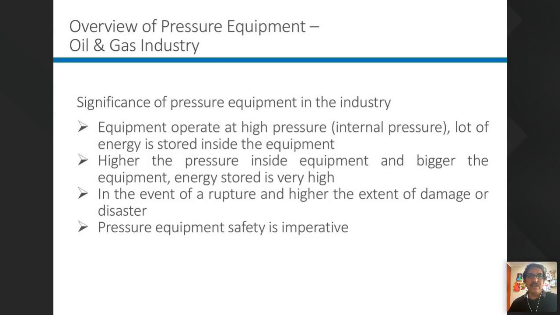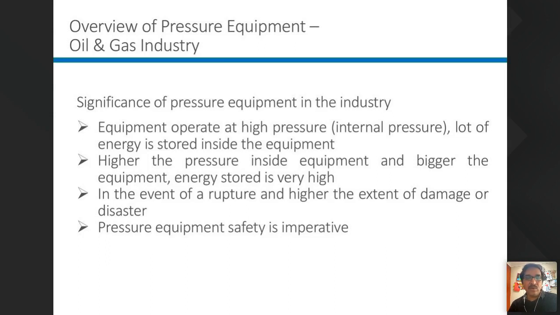So when you have an internal pressure and fluid is stored inside a container, it has a lot of energy. It exerts pressure on the cylinder shell. So the higher the pressure and the bigger the size of the equipment, the energy of the stored fluid is very high. In case of any rupture, the extent of damage is very high. So pressure equipment safety is very imperative in the industry.